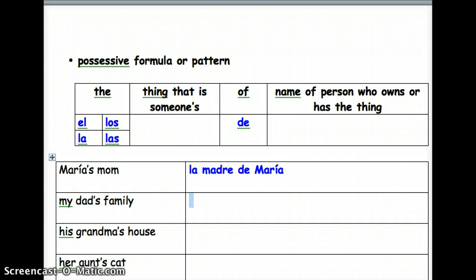My dad's family, the family of my dad. Familia ends in an a, it's a feminine word. La familia de again, mi padre o mi papá. His grandma's house. La casa de su abuela.